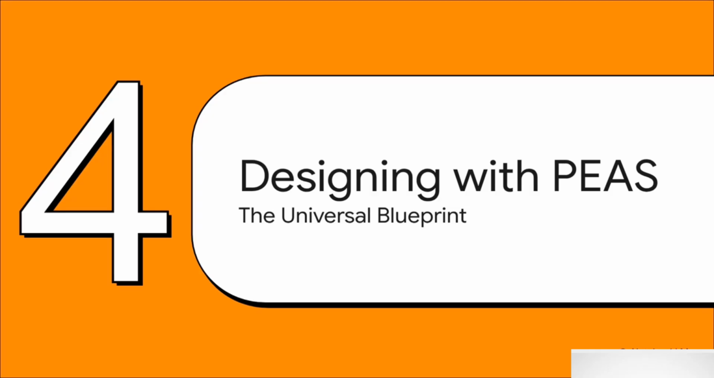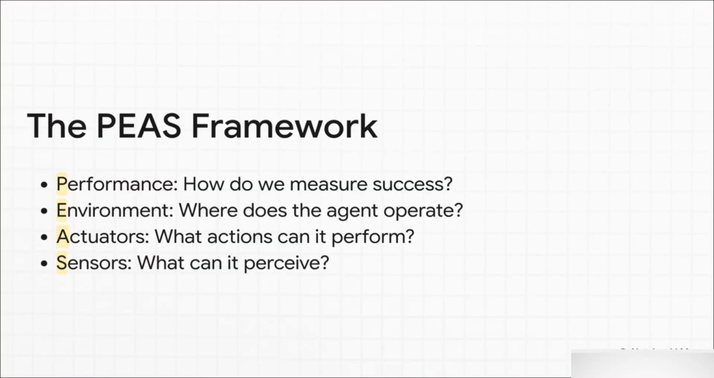Okay, so if we want to build one of these rational agents, how do we even start? Well, AI engineers have this fantastic framework they use called PEAS. You can think of it as the universal blueprint for mapping out any agent you want to design. PEAS stands for Performance, Environment, Actuators, and Sensors.